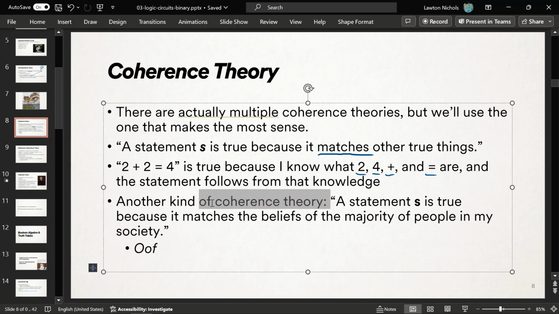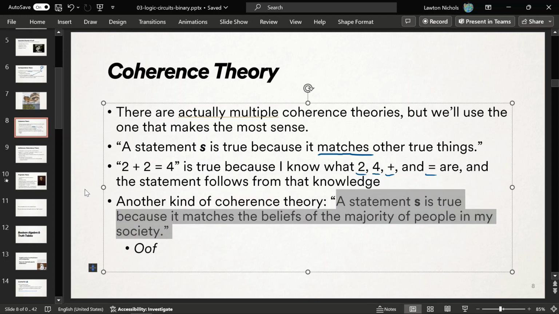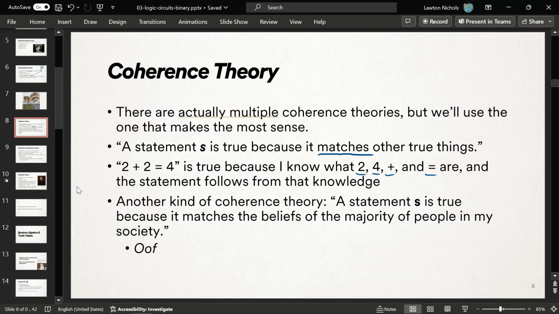There are other kinds of coherence theories. One, a problematic one maybe, says a statement S is true because it matches the beliefs of the majority of people in my society. And that just leads to horrible, horrible ideas. So that's probably not the best meaning of truth. But that's what some people have believed, especially historically. So you can argue about what it means for something to be true, and maybe you never thought about that.